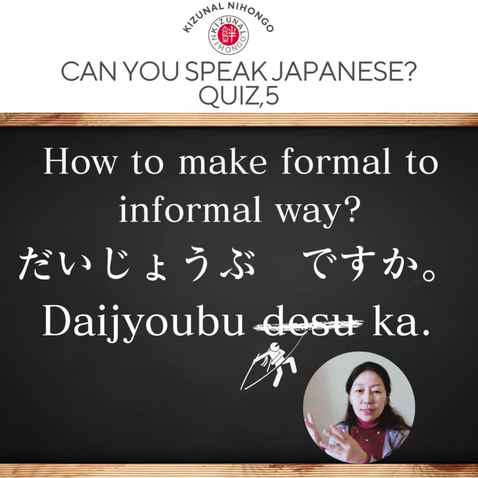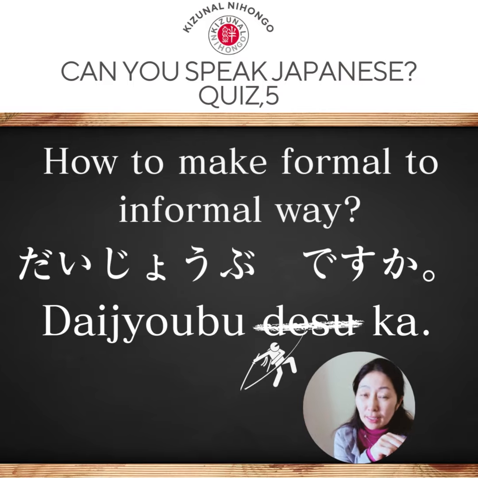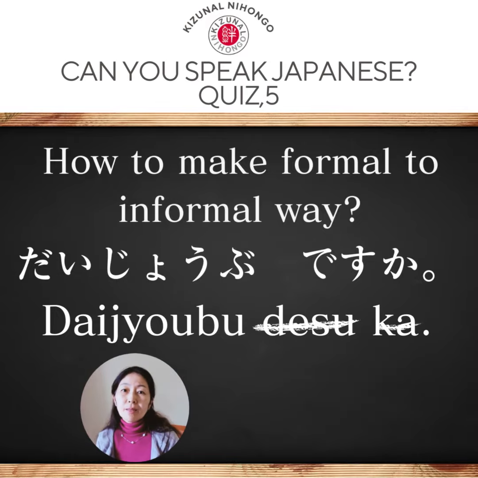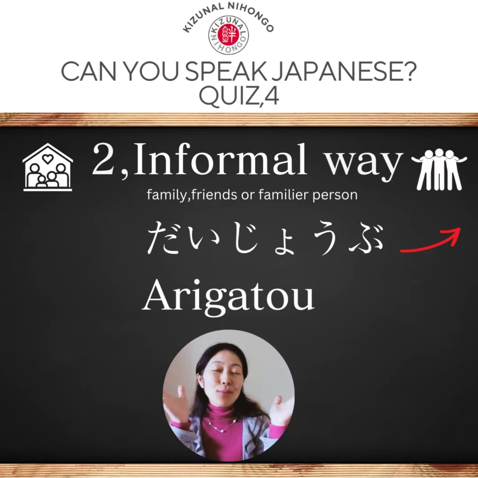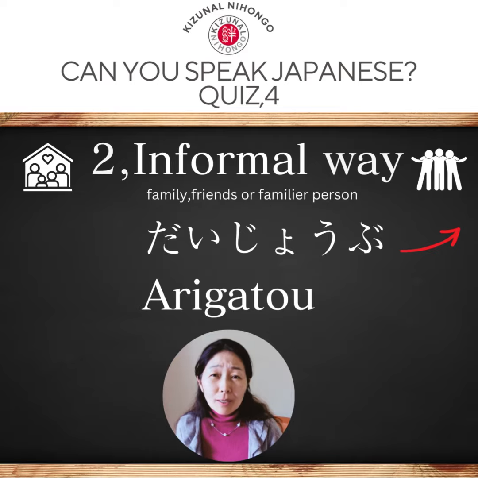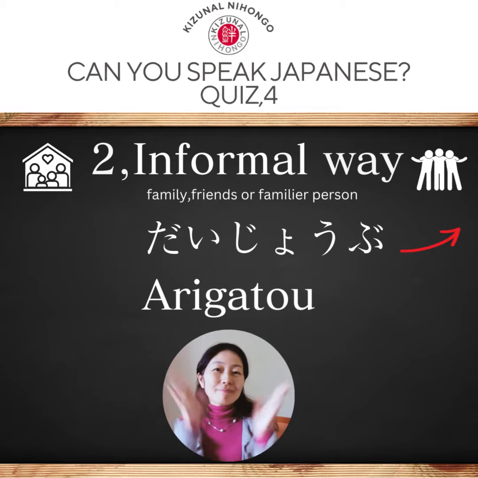You can take off this. This is predicate for noun and adjective, as I told you, quiz 1, so that you can remove this in the end. Ka is question marker in Japanese language. You can take ka in the end. However, please raise your pronunciation up in the end, like this. This is informal way. 大丈夫？大丈夫？ This is informal.